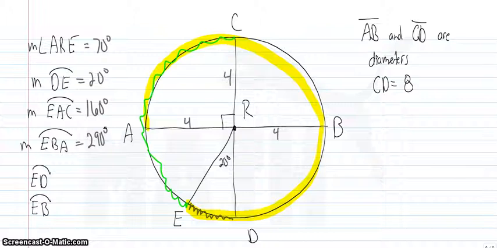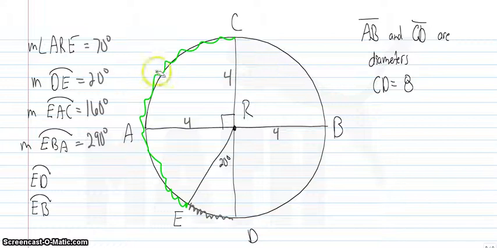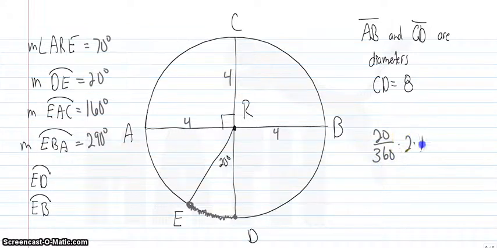Then we have arc ED. ED is the length of this segment. There's no M in front of it, so we're not looking ultimately for the arc angle. We want to know if you started at point E and walked along this arc to point D, what is that length? The central angle is 20, so it's 20 over 360 times 2 times pi times a radius of 4. And we can look to simplify this.